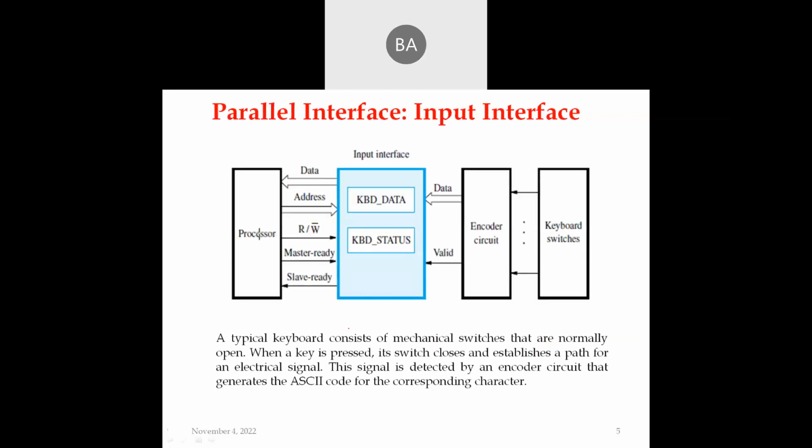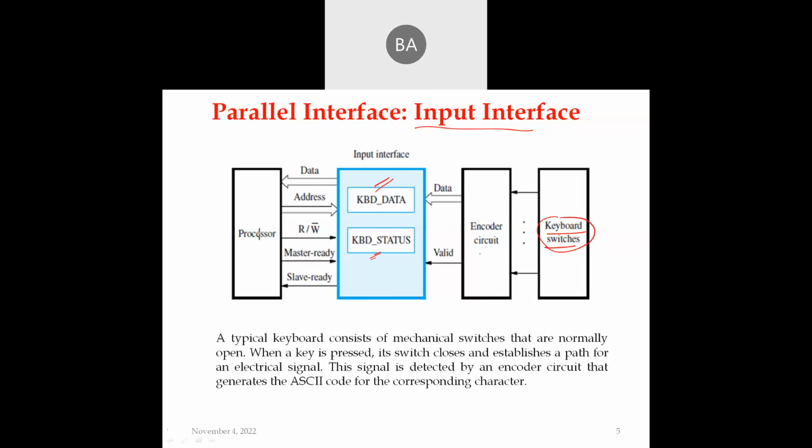Fine. Now if you take one example, the keyboard, which is the basic input device that we are using. Let's see how it gets connected. We have the input interface, and these are the two important registers present in the input interface: KBD_DATA and KBD_STATUS.